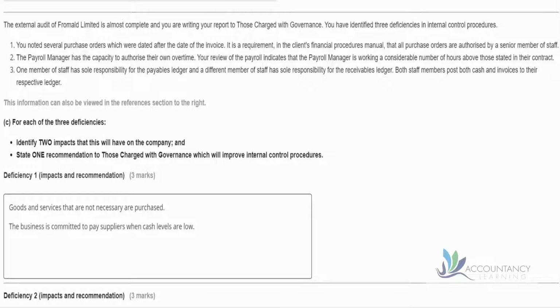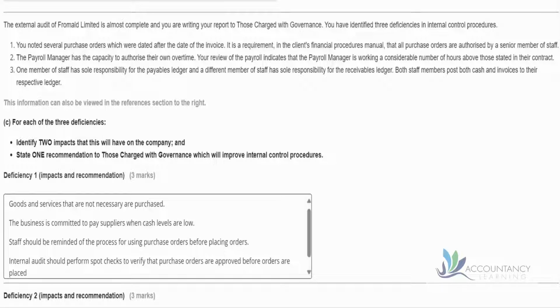Okay, so perhaps we need to be a little bit more constructive in terms of how they can improve this process. So, for example, staff should be reminded of the process for using purchase orders before placing orders. So if you can't think of any ideas for recommendations, just think about training the staff to do their jobs properly in the first place. Similarly, if you're running out of ideas, another standard answer is to ask internal audit to perform spot checks to verify that the process is being followed. So in this case, that purchase orders are approved before the orders are placed with the supplier.